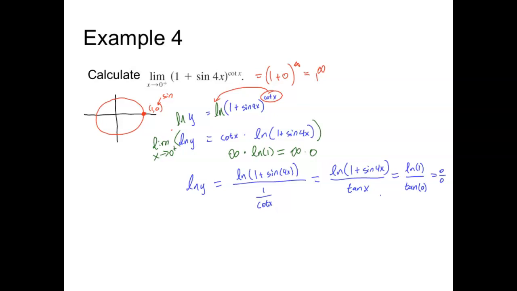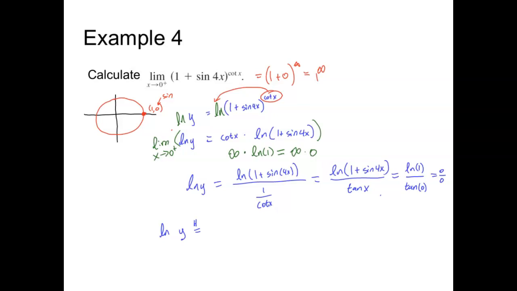All right, so natural log of y. So now I'm going to use L'Hopital's rule. We're going to take the derivative of the numerator and the derivative of the denominator.